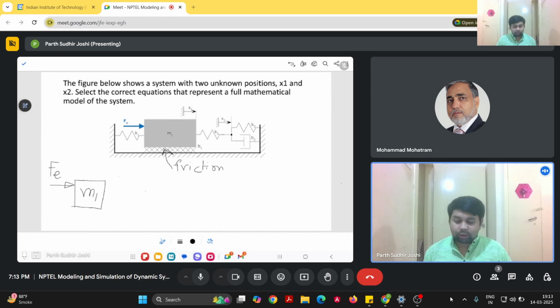We see that there is a force Fe acting on the mass M1, which is an external force. The displacement x1 is rightwards, and that is the direction of positive displacement x1. So let us assume that the spring K1 is in tension. So the spring force in K1 will basically be K1 x1. That will be the force applied by the spring K1.